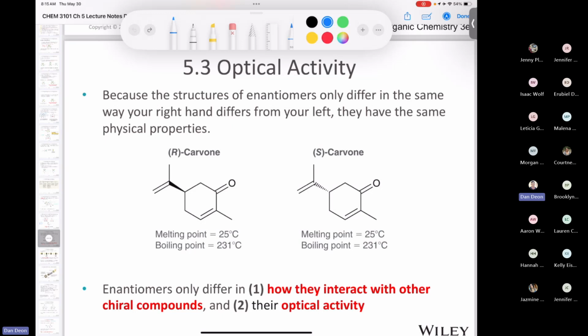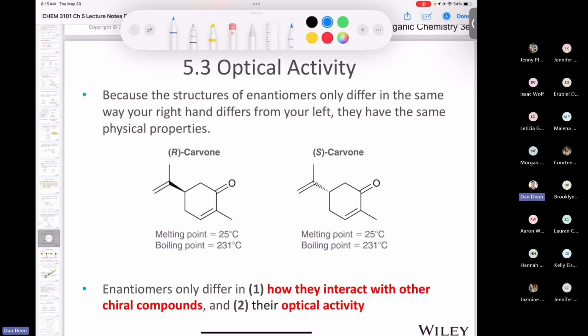The reason why is because they're going to pack together in an identical fashion. So it's going to take the exact same amount of energy to break those intermolecular forces between the molecules, right? The melting points, boiling points, infrared, mass spectra, proton and carbon NMR that we're going to look at later on, all of these things will be identical. And so if you're wondering, how do you differentiate between them? It's a great question, and we're going to try to answer that right now.